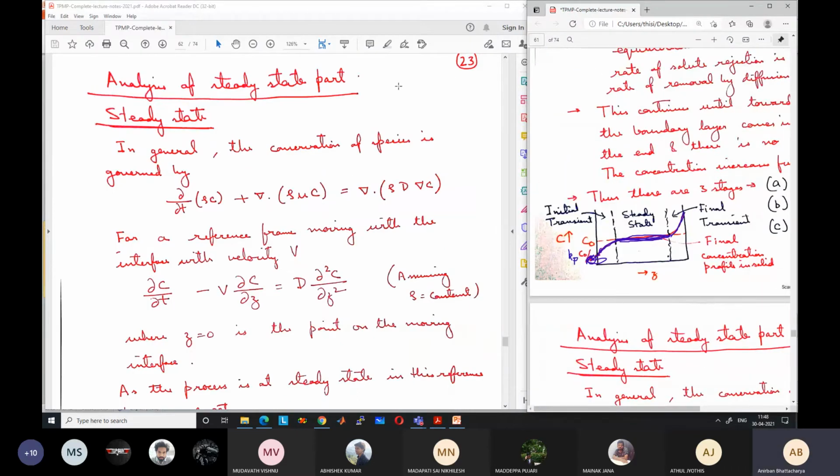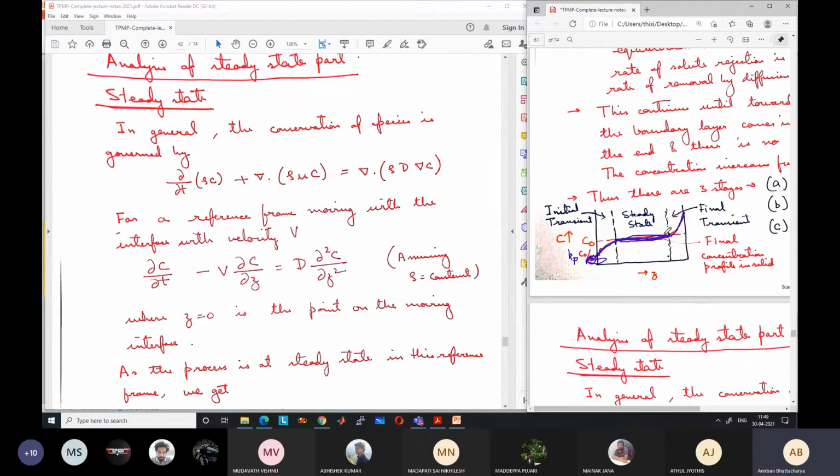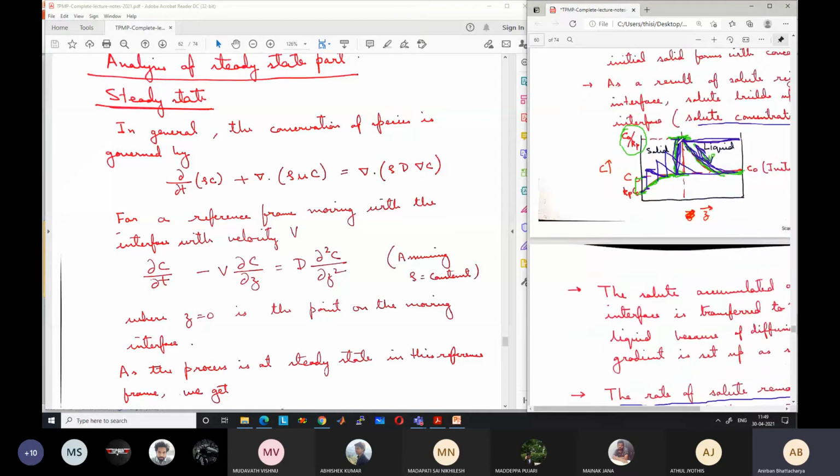Okay, so let us try to study the steady state part. What we are going to study is actually what you are asking: what is the boundary layer that is formed and what is the concentration gradient. So how the concentration evolves in the liquid, that we are going to study. We know that in the solid the concentration will be C0 to maintain equilibrium, and just at the interface it will be C0 by Kp, but how it changes in the liquid is what we are going to see.